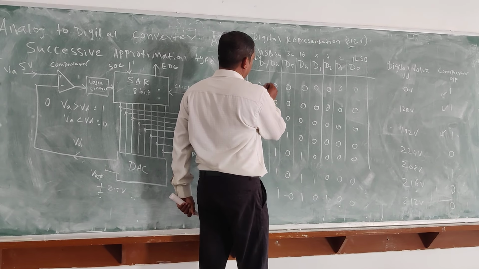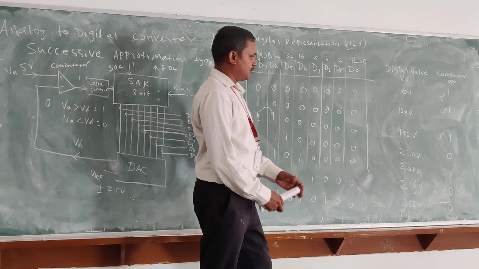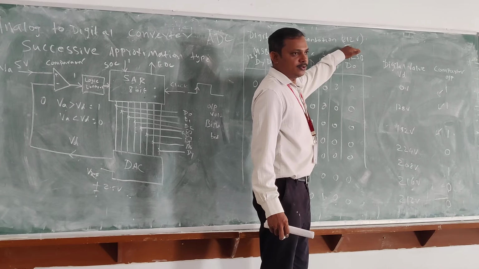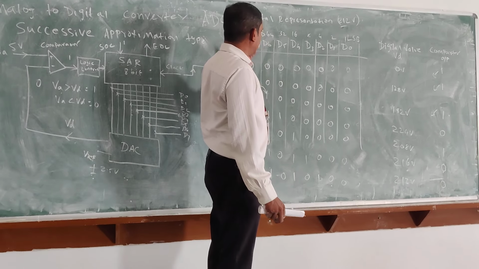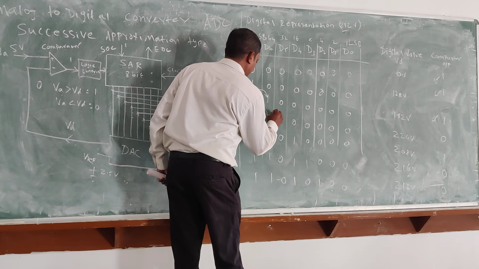Now we are taking the values 128 and 64. We are getting 192, so the value is less. This value is less when compared to 212. This is 212 volts. So again I am comparing and getting comparator output 1. Next condition, this 1 shifts here.